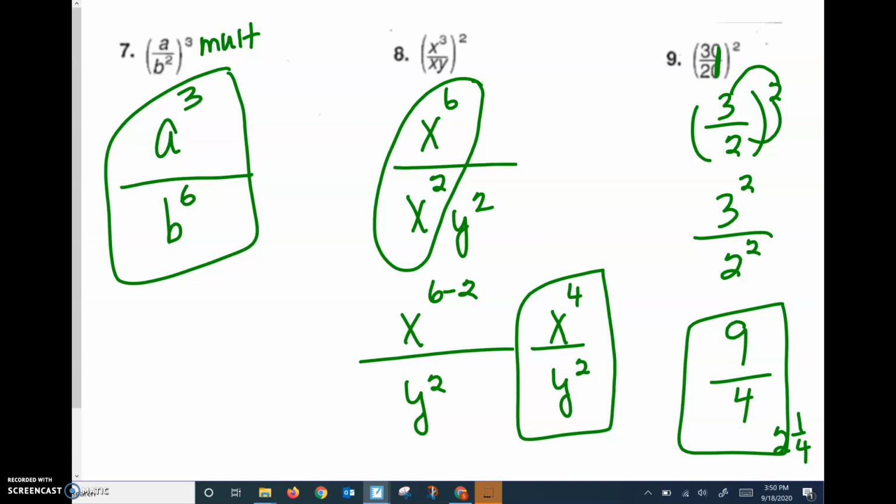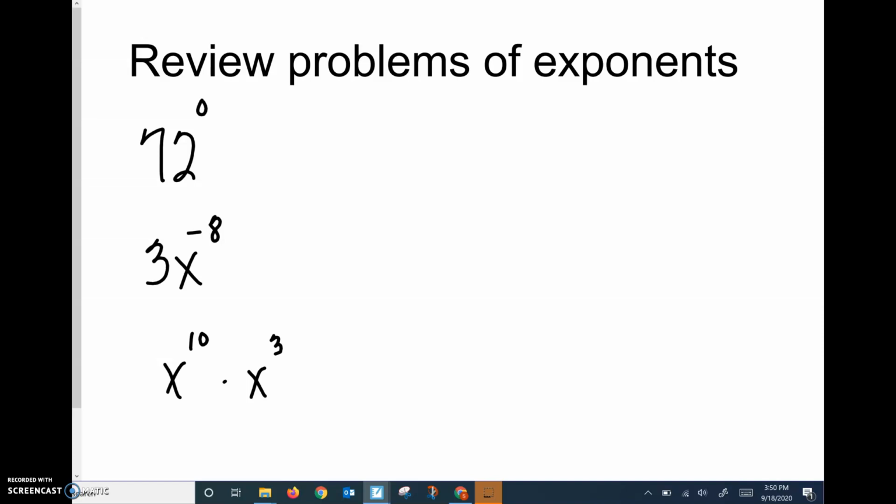So now we're going to go on and just do a few more review problems. Remember, whenever you do a review, I want you to stop the video. I want you to do these 3 problems on a piece of paper and then start the video so that you can see how you did. So we're reviewing to get ready for your test.